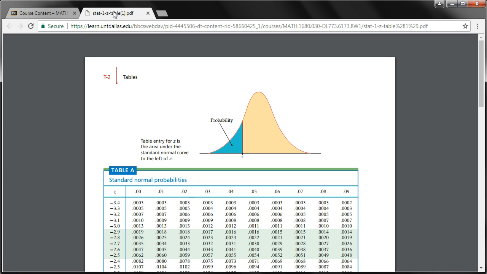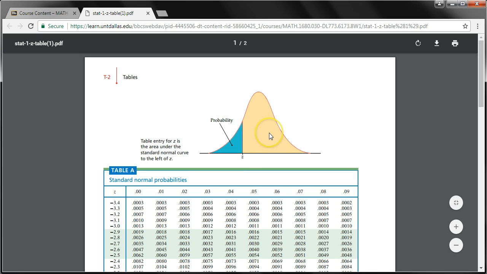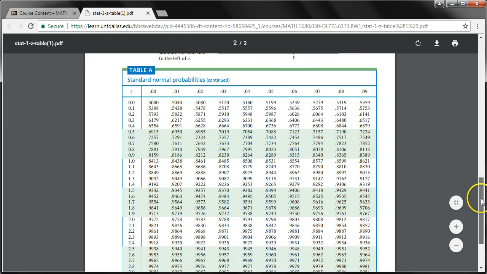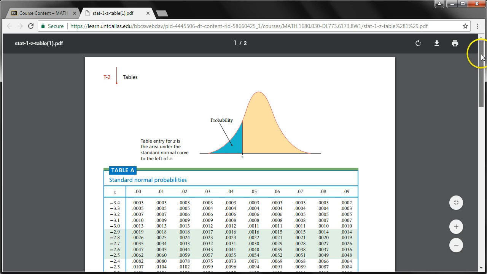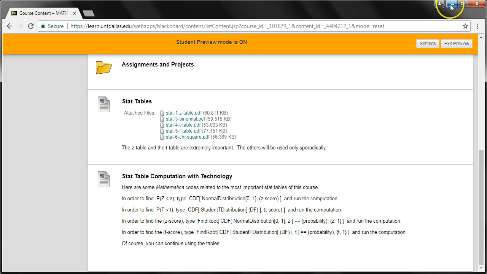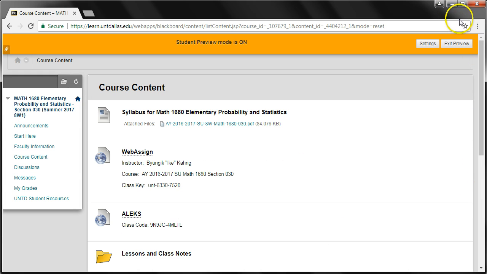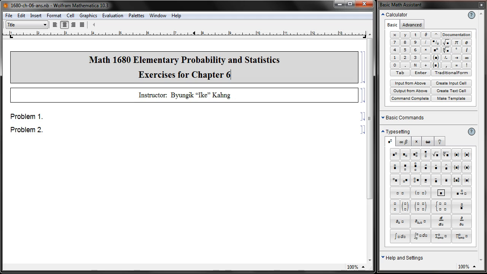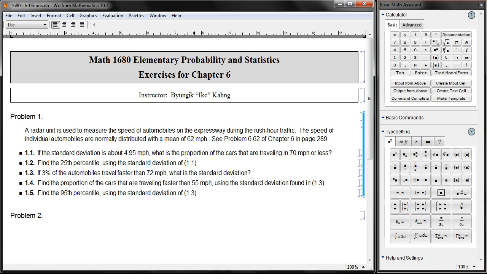This is called the normal table, and this curve is called the normal curve. It is traditional to use the character z for the normal curve, so very often we call this z-curve and z-table. Here's the first page, and here's the second page. It's going to be a good idea to download, save, and print out if you haven't already. If you did all those, then you're ready to start Chapter 6 exercise set.